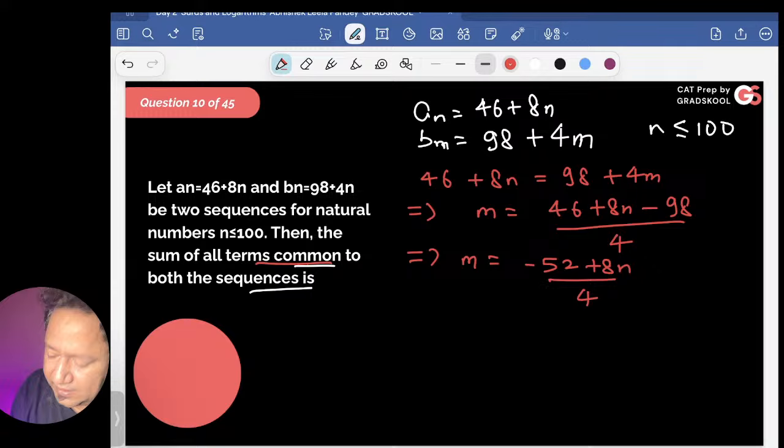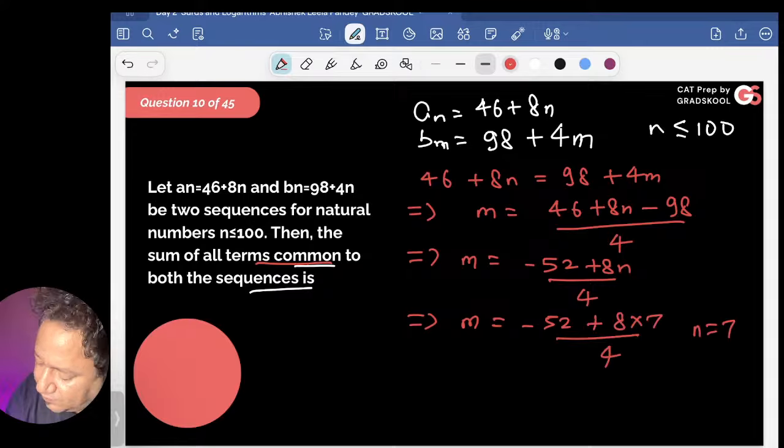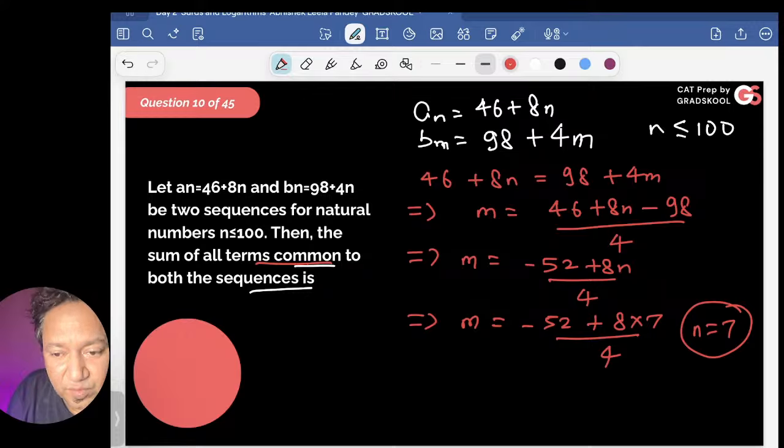So ऐसा कौन सा मल्टीपल है 8 का जो 52 से बड़ा हो जाए? 8 sevens are 56. I can take n as 7. Do you understand that? 8 into 7 upon 4. This is going to help us. So I took n as 7. Why? Because I wanted a number which is more than 52, so that when 52 is subtracted from 8n, I get a positive number.